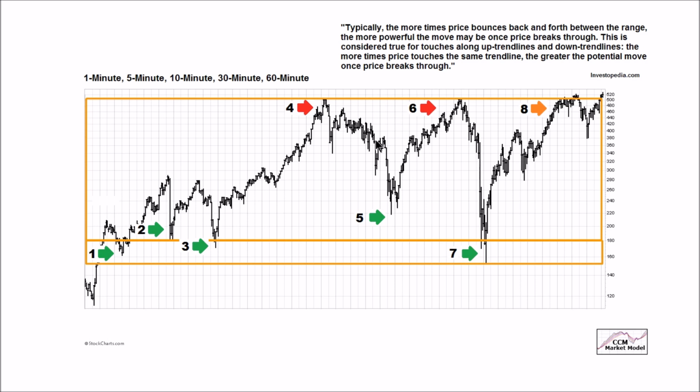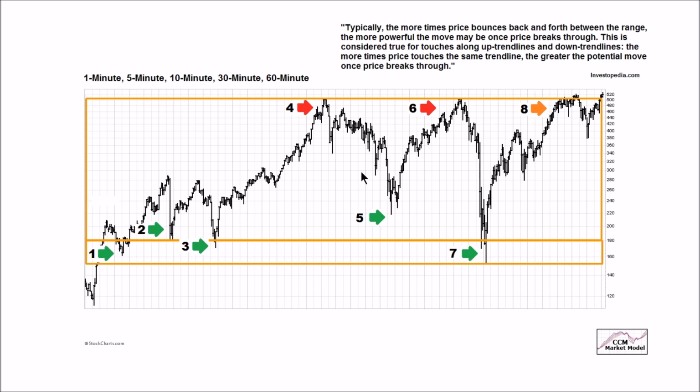So it's basically saying when price touches the top of the box and the bottom of the box for a total of 8 times, we have a greater potential for a significant move once price breaks out, as it has here in our hypothetical example. Now remember, we said market fractals tell us that the same principles can be taken from our 60-minute chart down to a 1-minute chart, or we could take them all the way out to an annual chart.